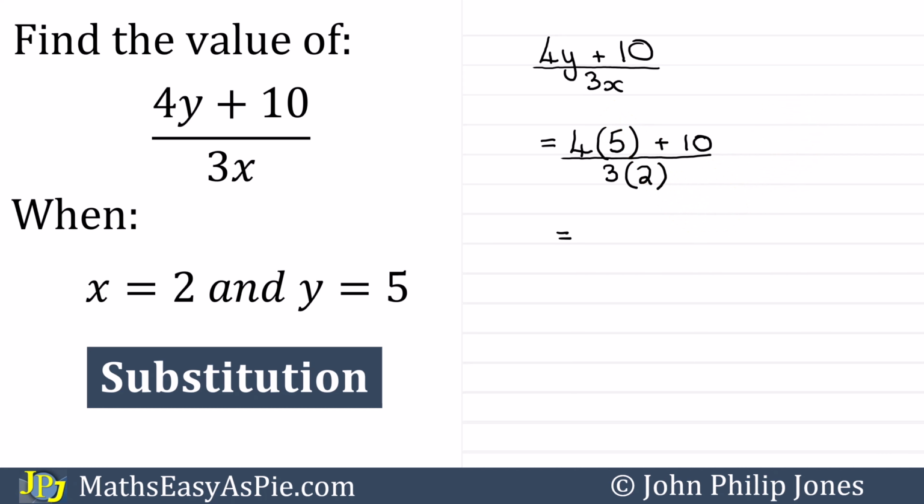We can write this out as 4 times 5 is equal to 20 plus 10 on the top, and on the bottom you can see we got 3 times 2, which is 6. 20 plus 10 we know is equal to 30, and we divide that by the 6. And of course 30 divided by 6 is equal to 5.